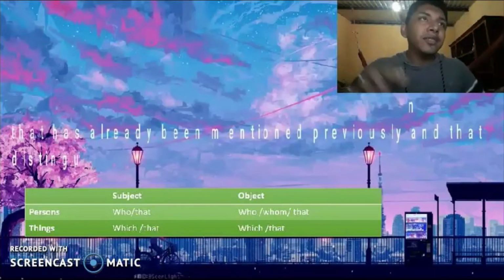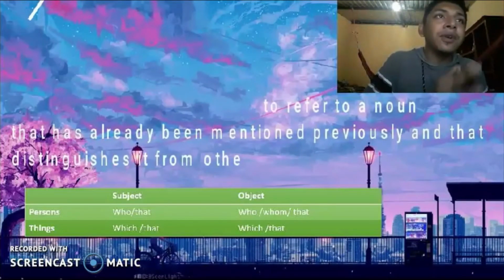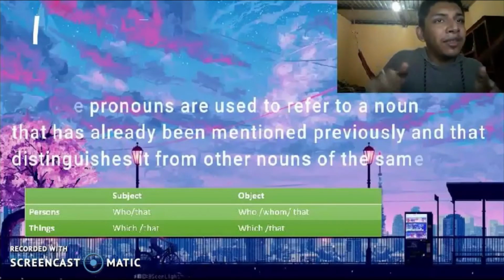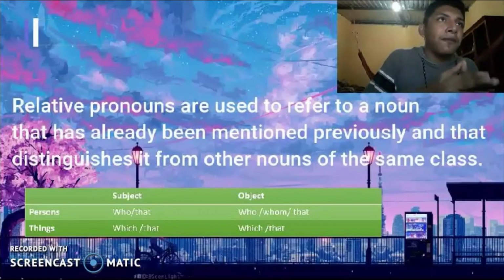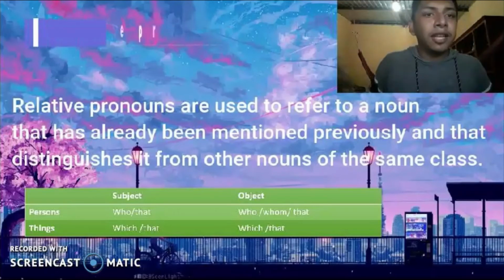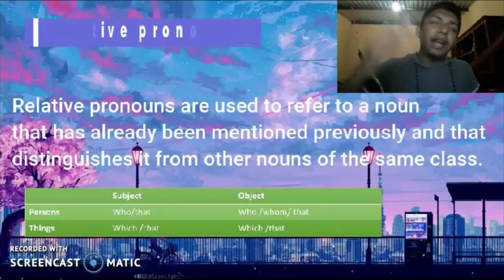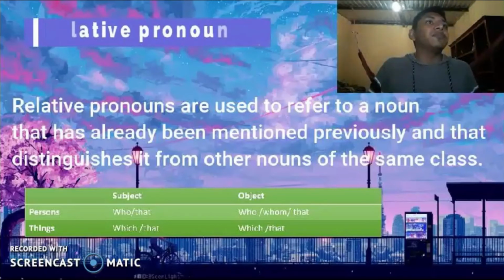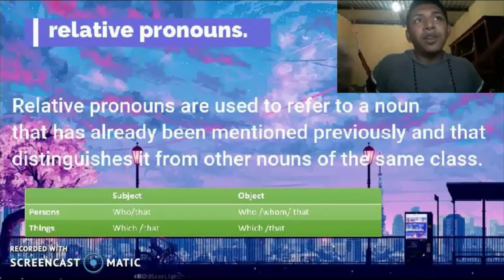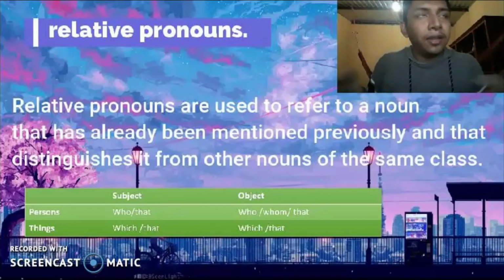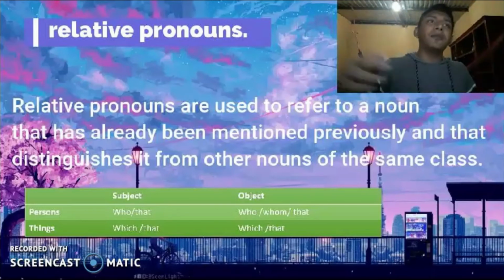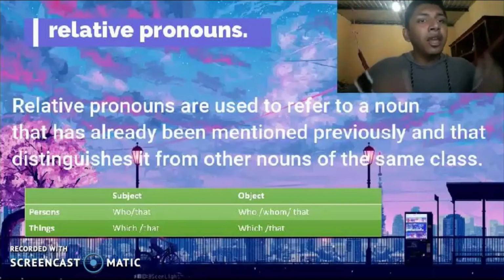The relative pronouns are used to refer to a noun that has already been mentioned previously and that distinguishes it from the other nouns of the same class. On the screen, again, you can see the relative pronouns, of the subject and the object, for person and thing. Now we have the following example. This is the man who won the lottery.